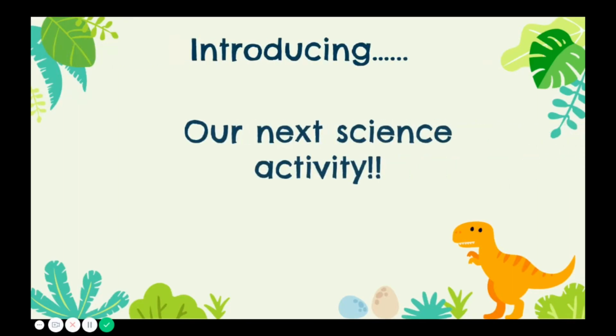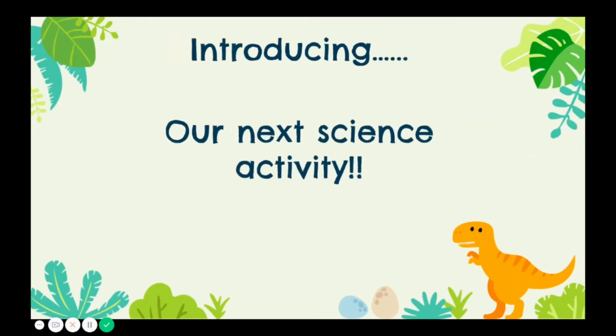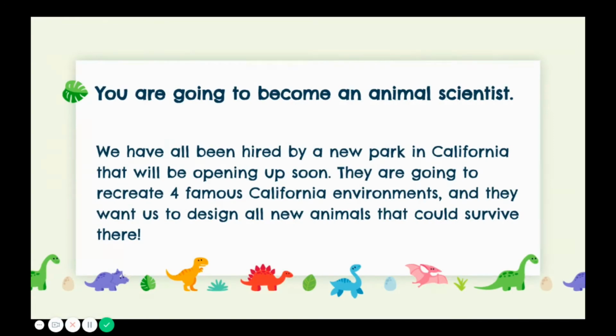Introducing our next science activity. Drum roll, please. You are going to become an animal scientist. We have all been hired by a new park in California that will be opening up soon. They're going to recreate 4 famous California environments, and they want us to design all new animals that could survive there.